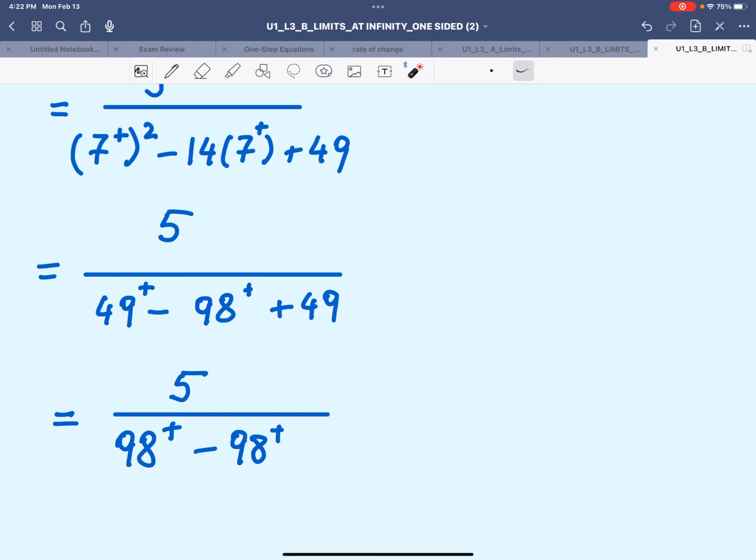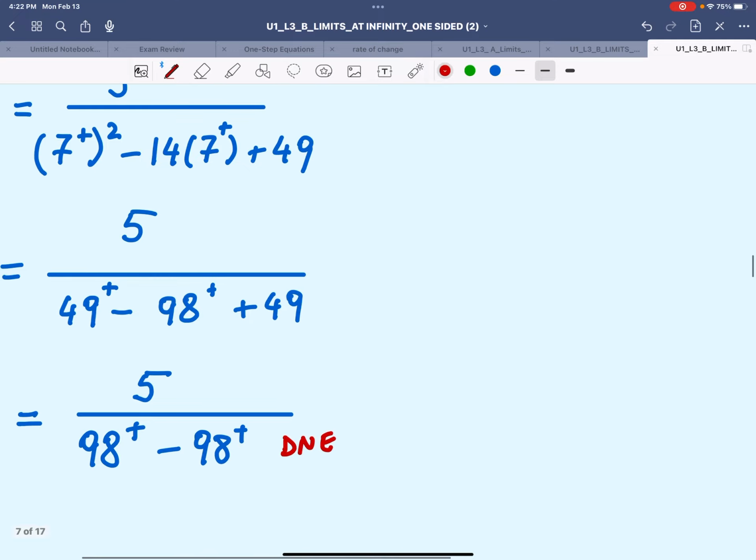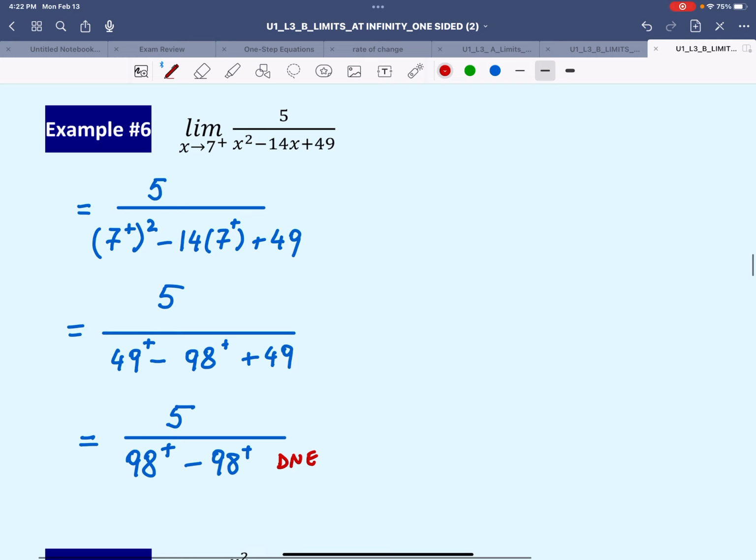Now, we don't know exactly how close this 98 is to 98, right? Or this one here. So in this case, we cannot perform this subtraction. So this doesn't exist. That means direct substitution doesn't work. So now we have to think of how to make this work, how to estimate this limit.